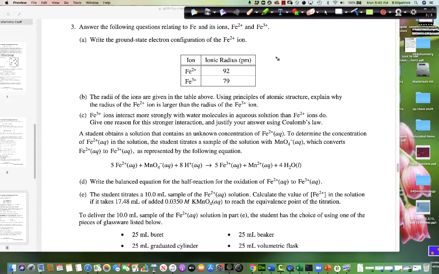So iron, go all the way over, go up one. The noble gas you're at is argon. Then go back to the beginning of the period. It's 4s2, then 3d6. Now, this is for the ion though.